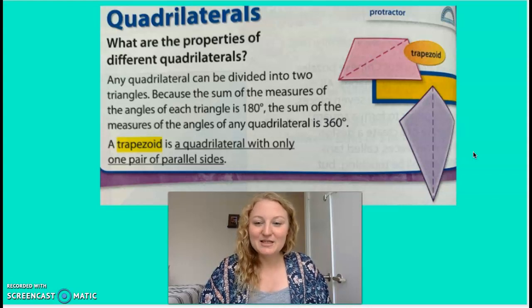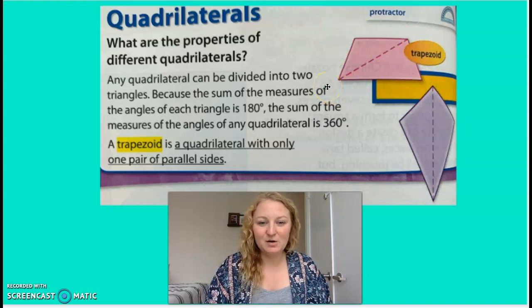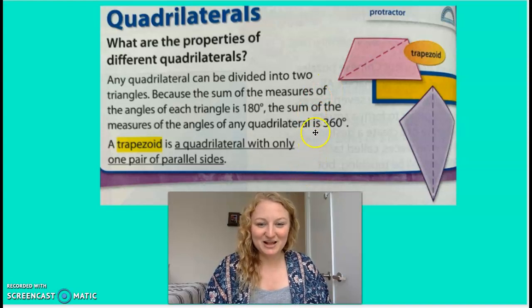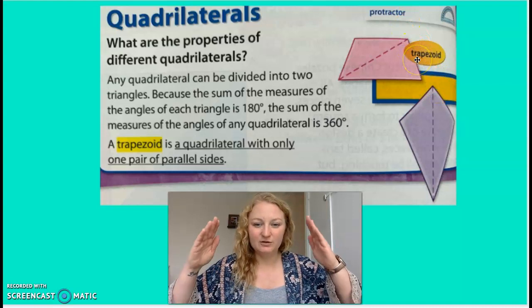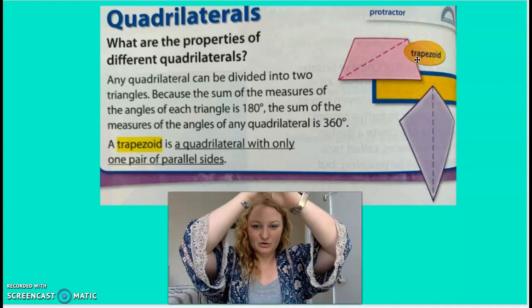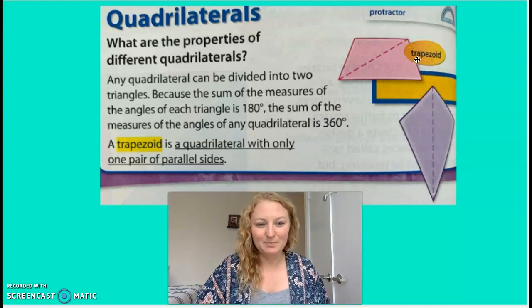So I'm looking at this picture up here of my trapezoid, and I see one pair of parallel lines. The top and the bottom are parallel. So that's what makes this quadrilateral a trapezoid. It only has one pair of parallel lines. Notice the right and the left sides. If they were to go on forever and ever, they would cross eventually at the top.